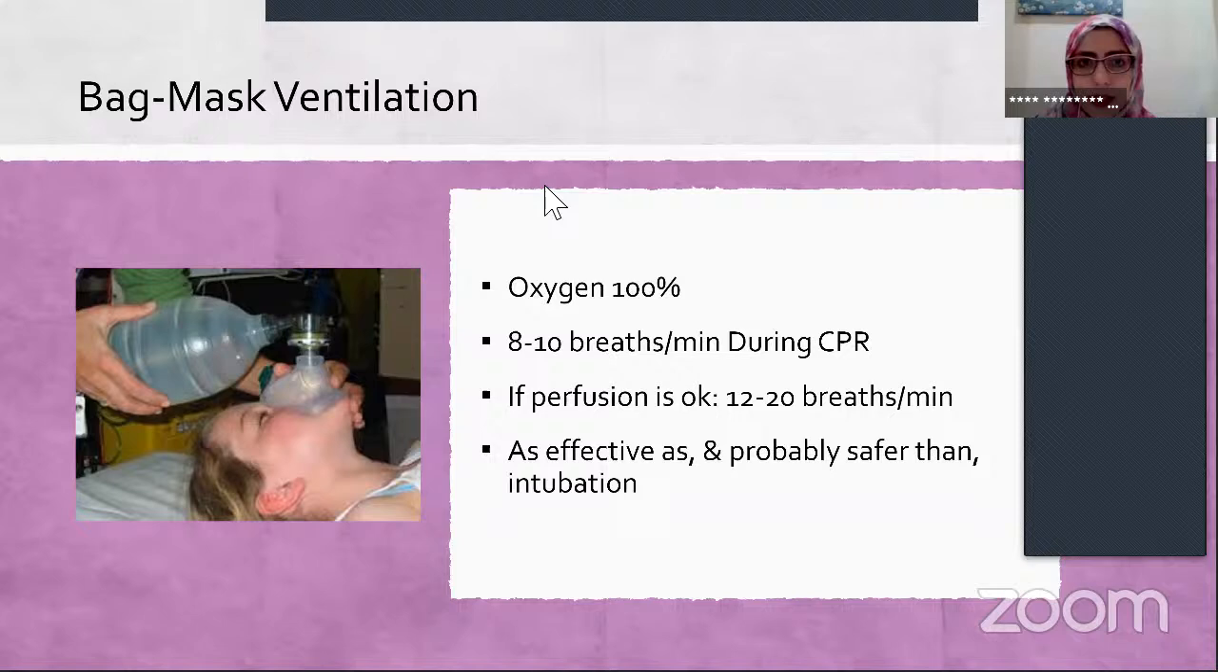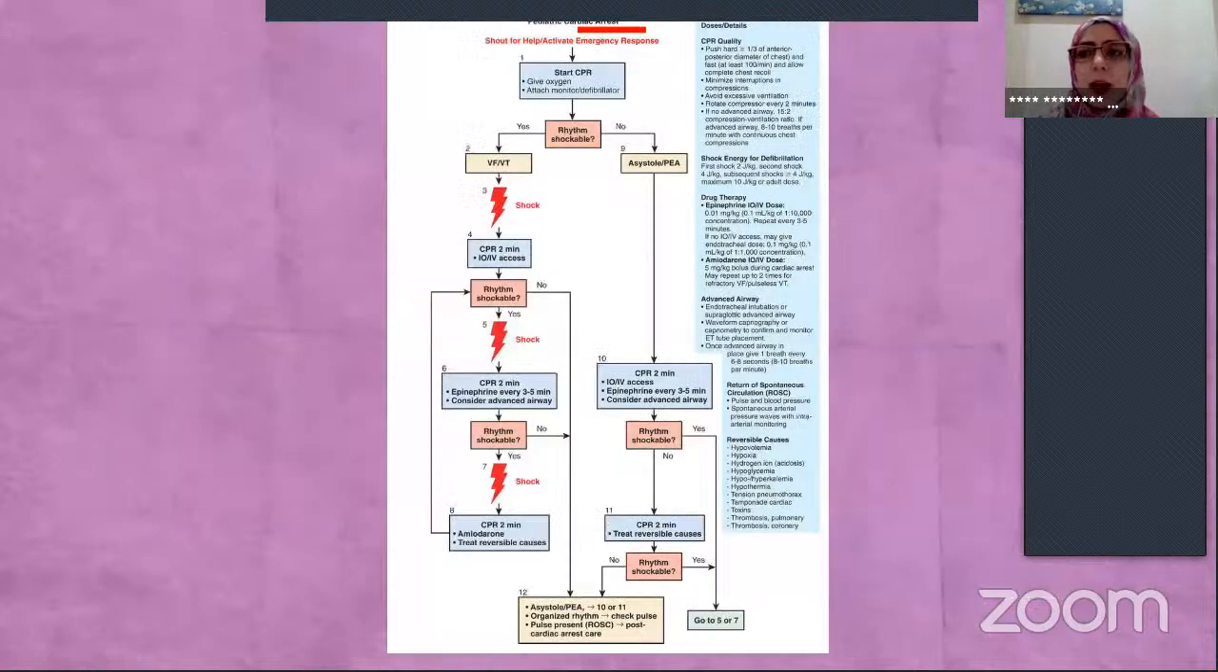This is the algorithm of ALS, Advanced Life Support. I'm not going into detail because the class is intended for stagers. I will not give you the doses or the numbers, but I will talk about the general points.